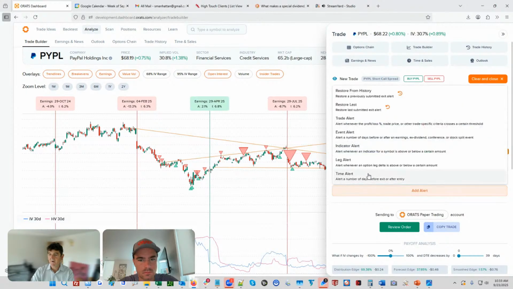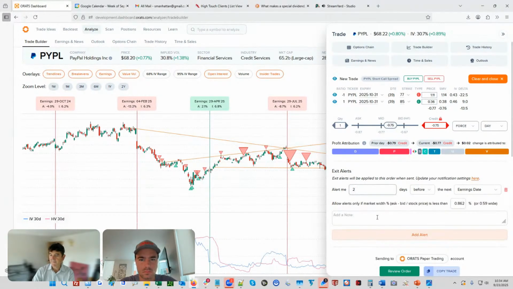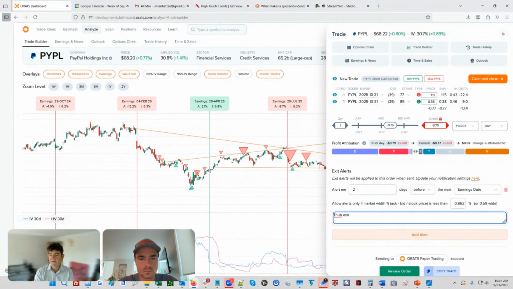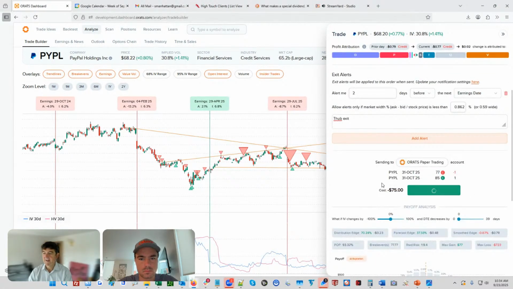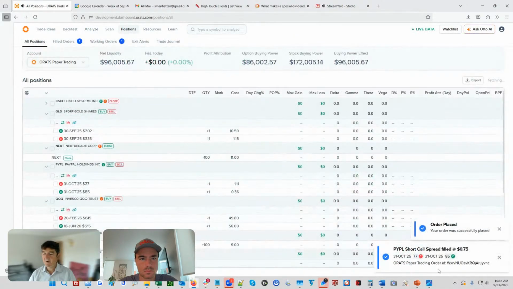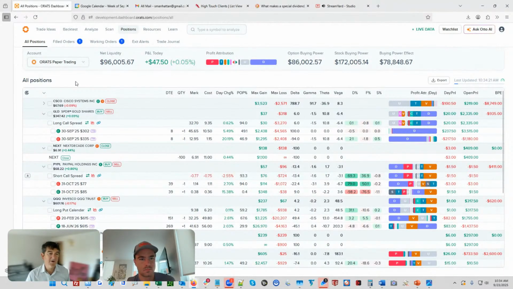We could add an alert, a time event alert. So I want to know like 2 days before earnings date, and I want to exit the trade before earnings. All right, and then we'll review that, confirm and send it. And then we got filled, and so we'll get alerted a couple days before earnings. You could also get alerted if it's at a certain profit. So it's a very nice system, Tyler. Awesome job. Good PayPal trade.